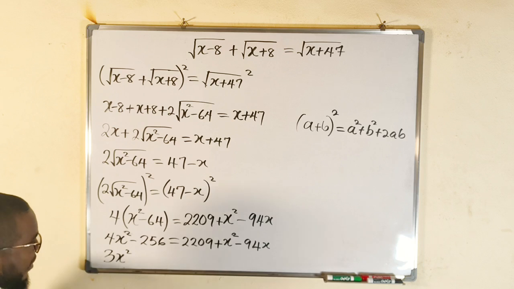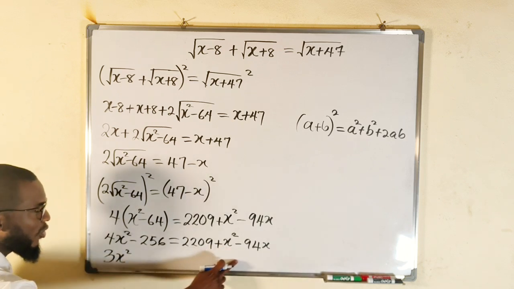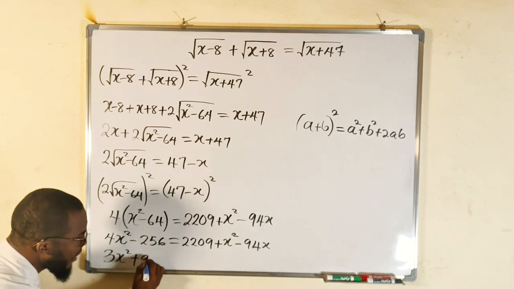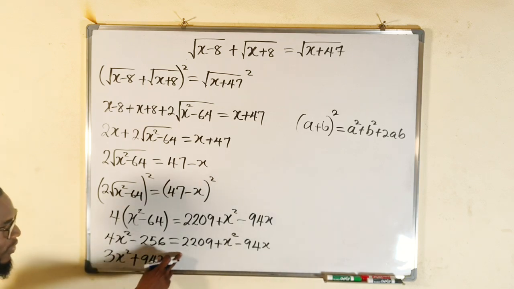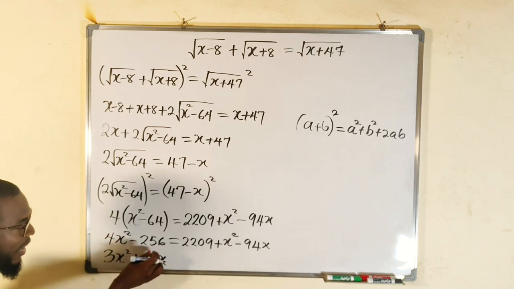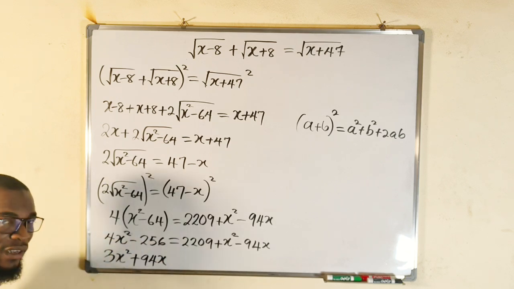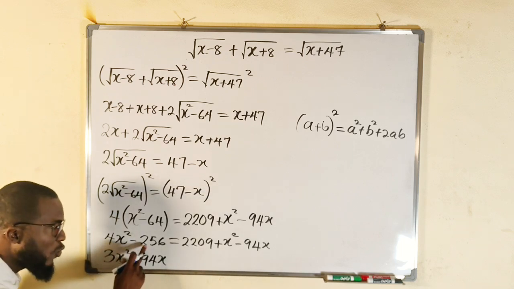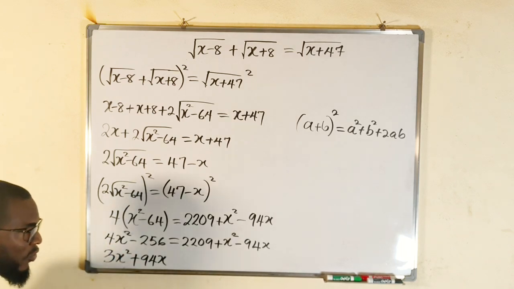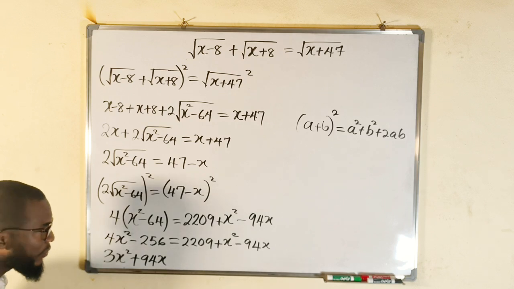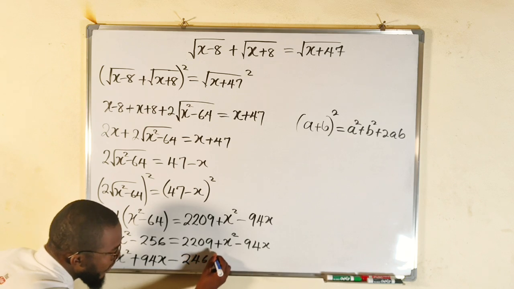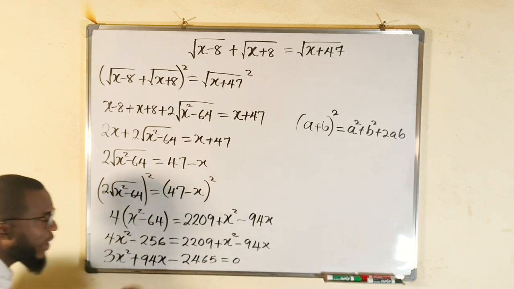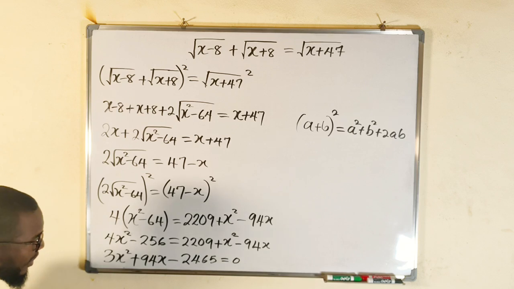Then with x, this is the only term we have with x. The moment it crosses over, it becomes positive 94x. Then as this crosses over, it becomes negative, and this is negative. So it's like adding the two terms together, then you attach a negative sign. So minus 256 minus 2208 will give us minus 2465. And this is equal to 0 because we have brought all terms to the left hand side. So this is our quadratic equation, which we have to solve.